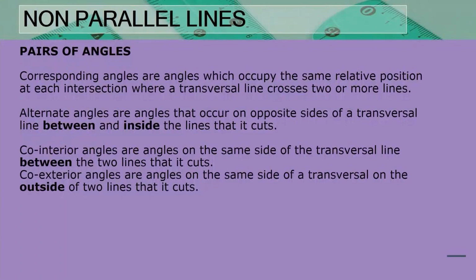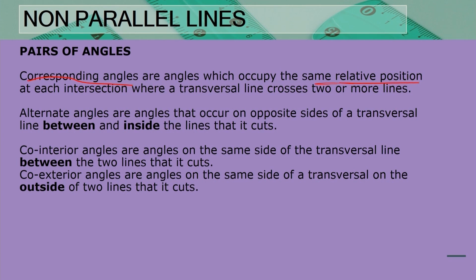So now we are going to look at the first point on our concept map, and that is parallel lines. But before we can look at the parallel lines, let's look at the pairs of angles when we have non-parallel lines. So firstly, we have corresponding angles. Now, corresponding angles are angles which occupy the same relative position at each intersection where a transversal line crosses two or more lines. Then we have alternate angles.